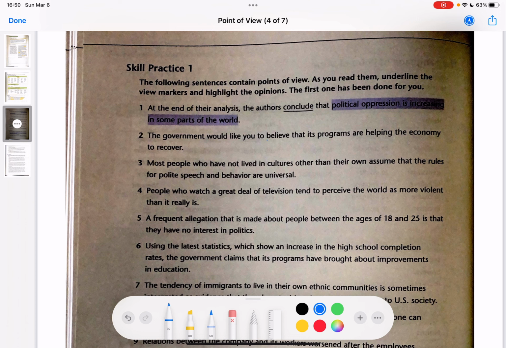Did you think that believe was the view marker? If you did, you are correct. Believe is the view marker. That's one of the ones on your chart on the previous page. So what is it that people believe? In other words, what is the common view? Programs are helping the economy to recover.